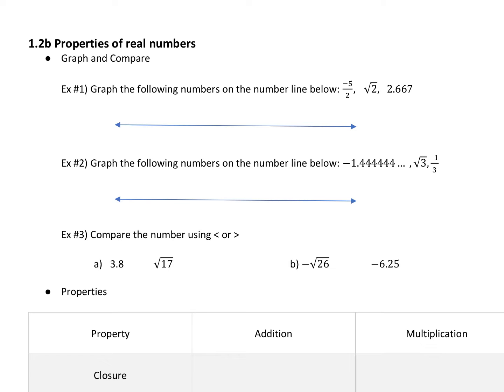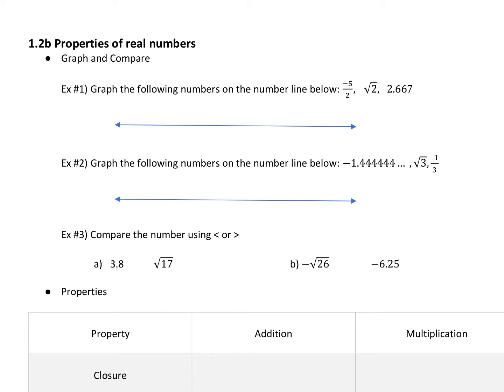With 1-2b here, we're going to talk about a lot of different properties today. I know those are the fun things, right? Where you get to just name a bunch of properties, but it helps us get to other end goals and just be able to simplify things down the road.